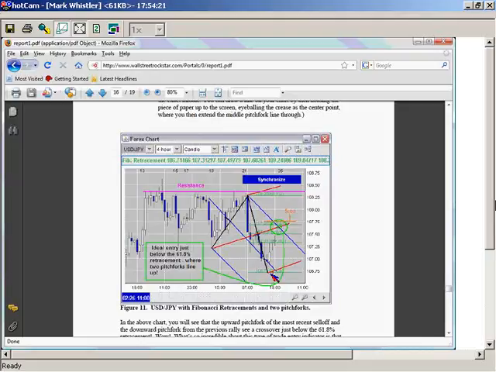And what you're going to find is that pretty often you're going to see the actual trend, like the 61.8% retracement, the 50% retracement, and the 38.2% retracement, actually tag critical descending resistance or ascending support lines.